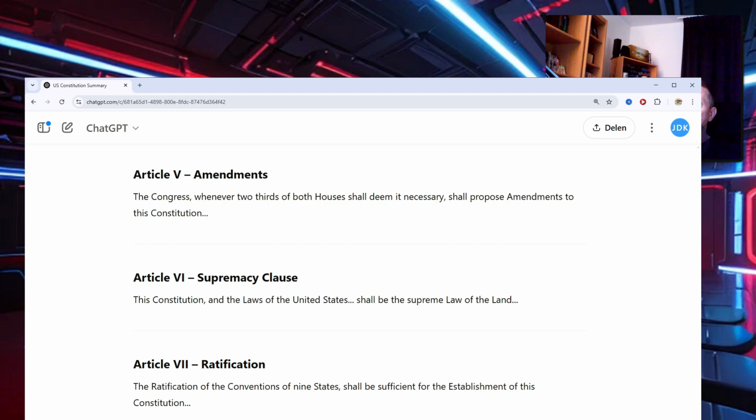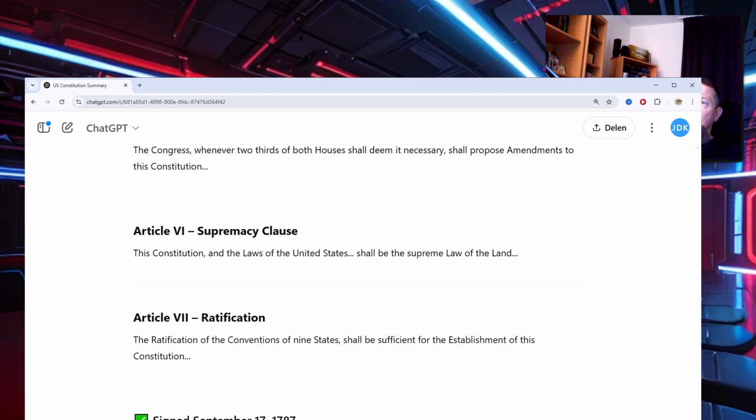Ratification of the conventions of nine states shall be sufficient for the establishment of this Constitution. Signed September 17, 1787. The ratification of conventions of nine states shall be sufficient for the establishment of this Constitution.